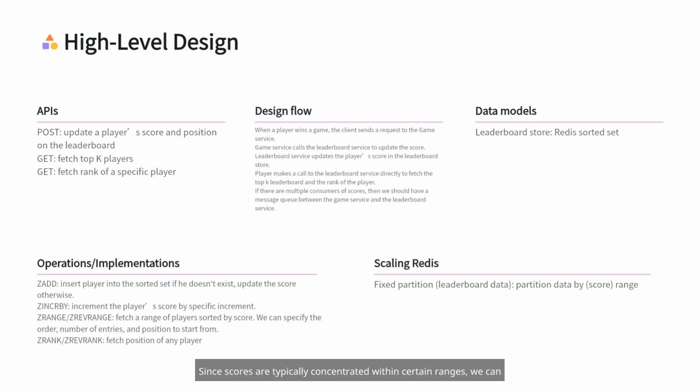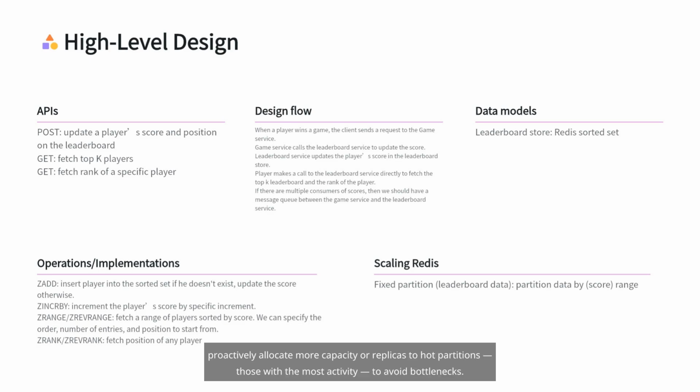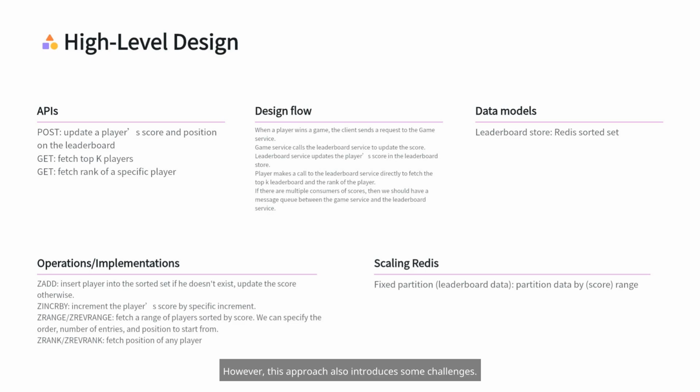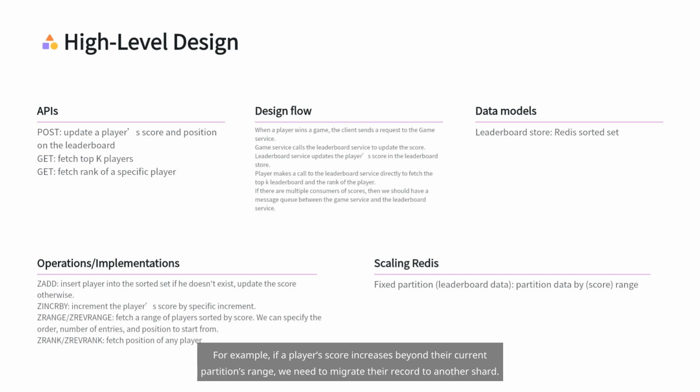Since scores are typically concentrated within certain ranges, we can proactively allocate more capacity or replicas to hot partitions, those with the most activity, to avoid bottlenecks. However, this approach also introduces some challenges. For example, if a player's score increases beyond their current partition's range, we need to migrate their record to another shard. This requires careful orchestration to avoid inconsistencies during score updates.